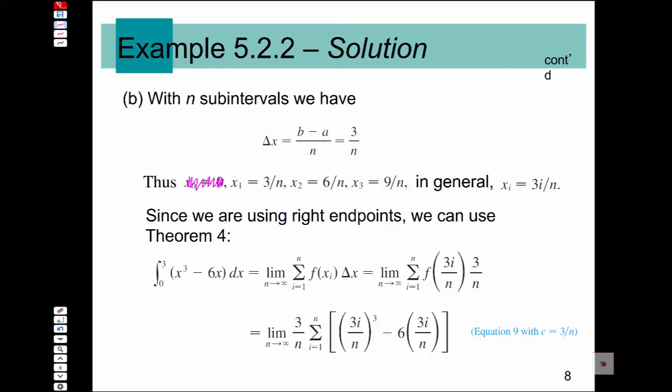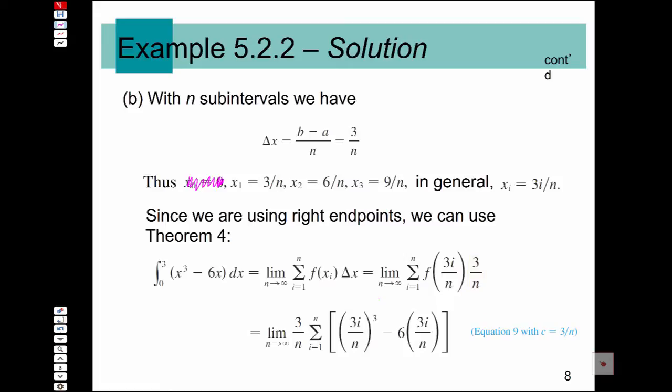Now, since we're using right endpoints, we can use Theorem 4 that we talked about in the previous video. The definite integral of the function x cubed minus 6x from x equals 0 to x equals 3 is the limit of the Riemann sum as n goes to infinity. So we just need to substitute in our quantities for the Riemann sum here. The function f evaluated at xi, well, xi is the right-hand endpoint, and we've just figured out that xi is 3i over n. So we can substitute that in for xi, and we have the limit as n goes to infinity of this sum of f evaluated at 3i over n. And we can substitute in for delta x, which we've computed above to be 3 over n.